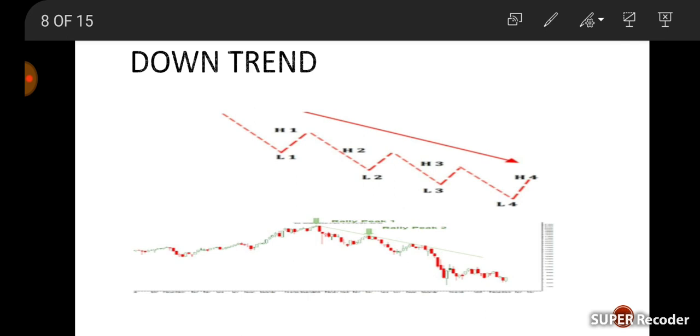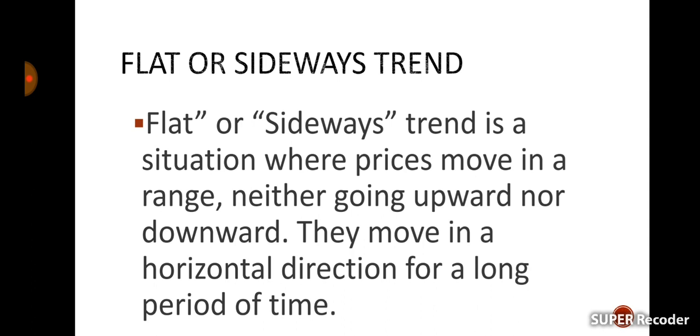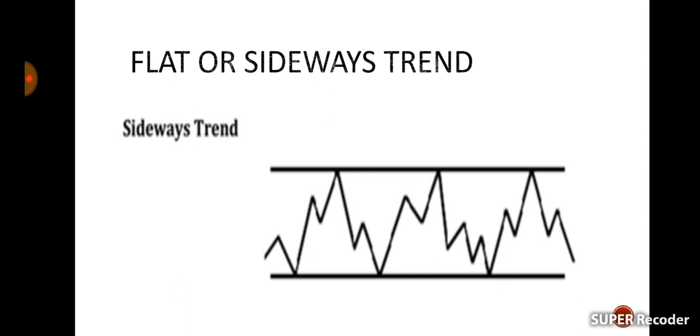The next trend is flat or sideways trend. A flat or sideways trend is a situation where prices move in a range, neither going upward nor downward. They move in a horizontal direction for a long period of time. This is an example of a flat or sideways trend.